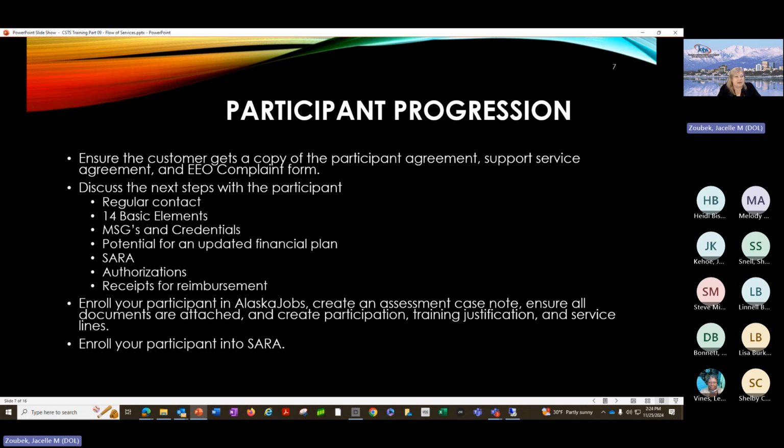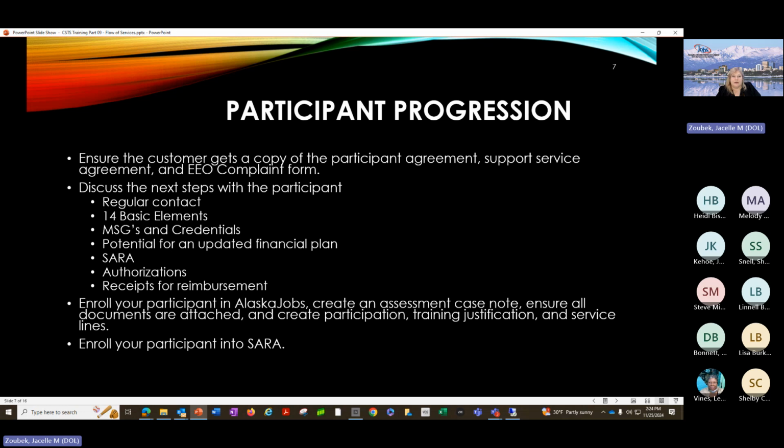Okay, enroll your participant in Alaska Jobs. That's typing in all of that information, entering the data, making those hyperlinks, ensuring that data validation and eligibility documents are linked appropriately and in the document section attached, making sure any case notes are necessary, participation, training justification if applicable, and any other service lines you're planning at that time. And then if you have Sarah, then you would also enroll your participant in Sarah, and you'd be having that discussion with them of what it is, what the expectations are.